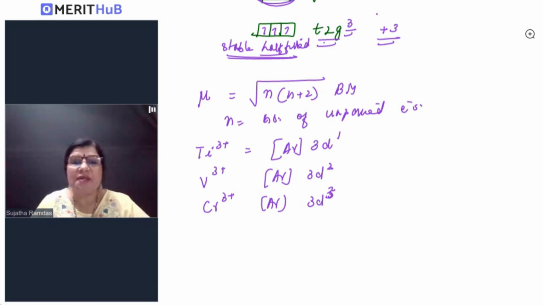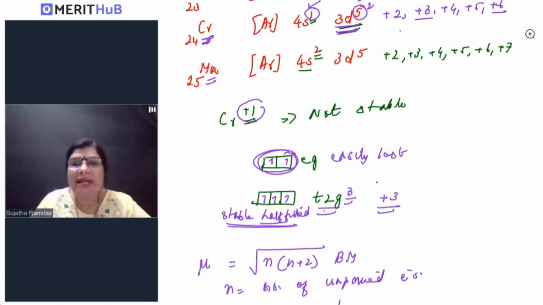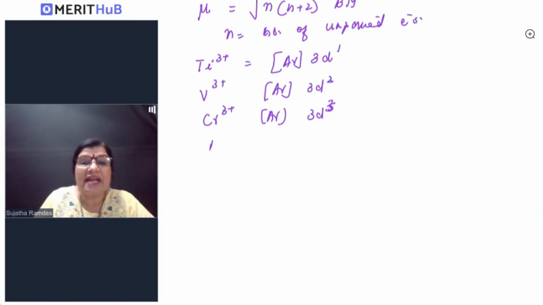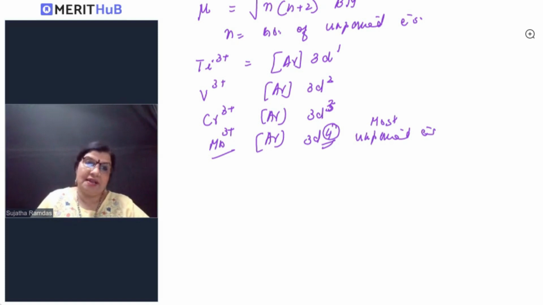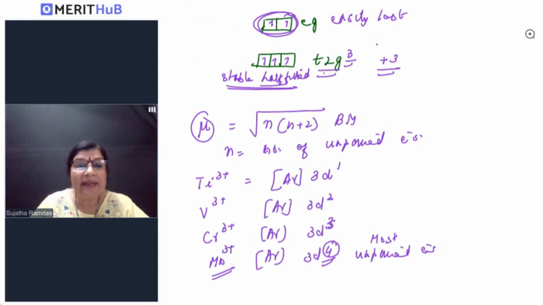Let's go back to the configuration. After 1 electron is lost, 2 electrons are lost from 3d5, so that makes it 3d3. What about manganese? From manganese, if 2 electrons are lost from 4s, 1 electron is lost from 3d. So for the manganese 3+ ion, we have the configuration argon 3d4. So the most unpaired electrons are found in the manganese 3+ ion. Therefore, the magnetic moment of manganese 3+ ion will be the greatest.